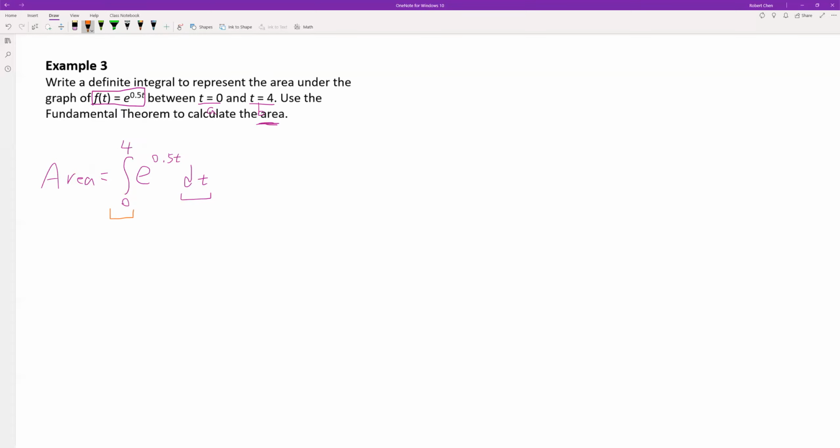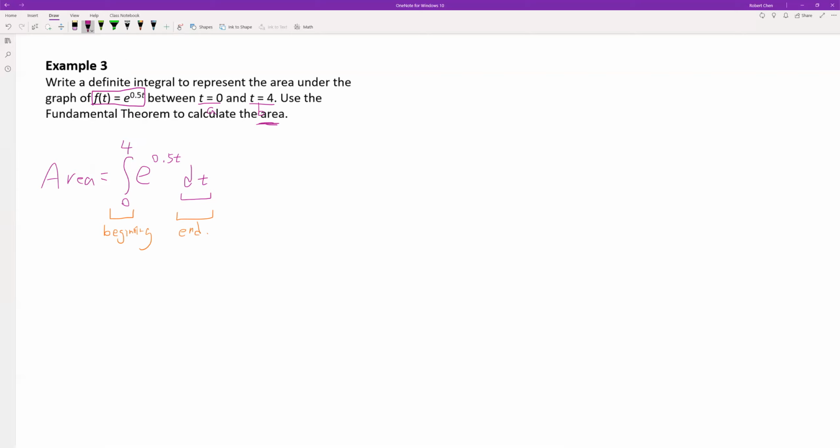The integral sign is the beginning of the integral, and then the dt is the end of the integral. Okay, so always remember to write the dt. Okay, so that's the setup, right? That's how we set up the definite integral.